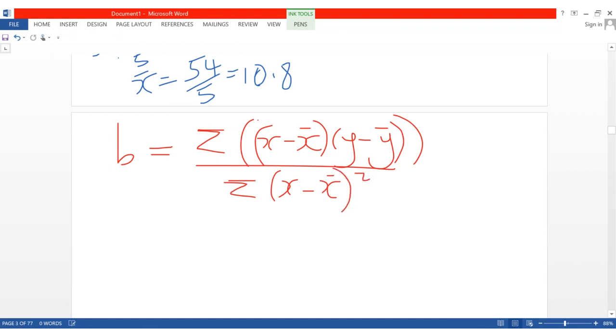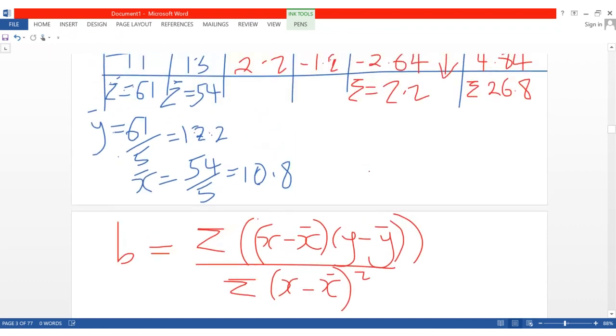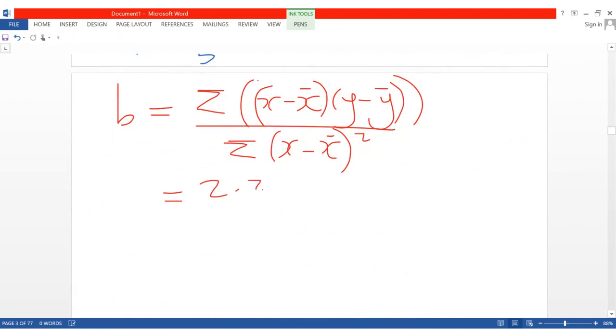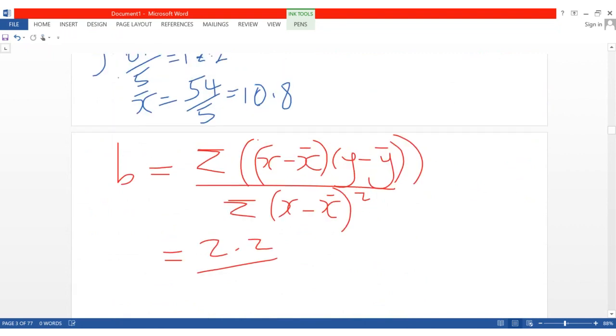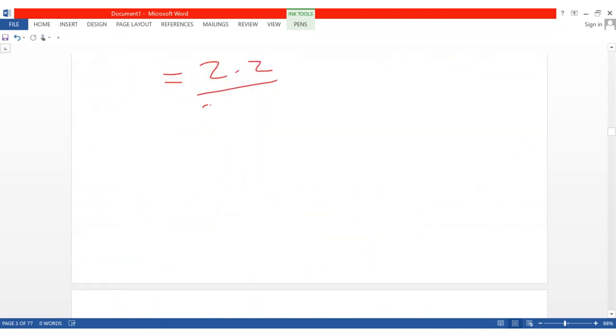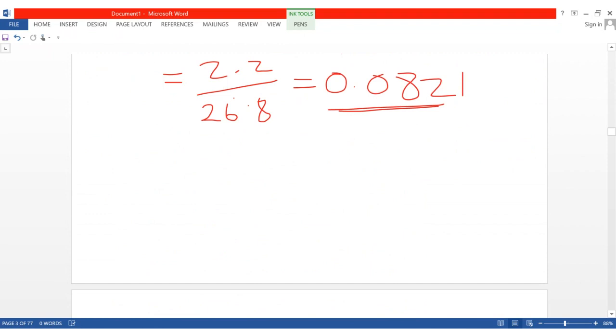So if you go back, when I multiplied, I got 2.2. That is 2.2, and our summation of x minus x bar squared was 26.8. When you divide these two, 2.2 divided by 26.8, getting 0.082, we can see 0.0821. I've rounded off. Now, forgetting that one, we get the value of a.